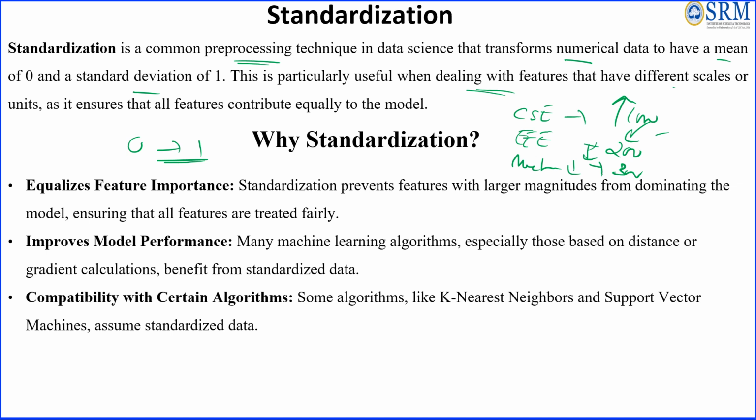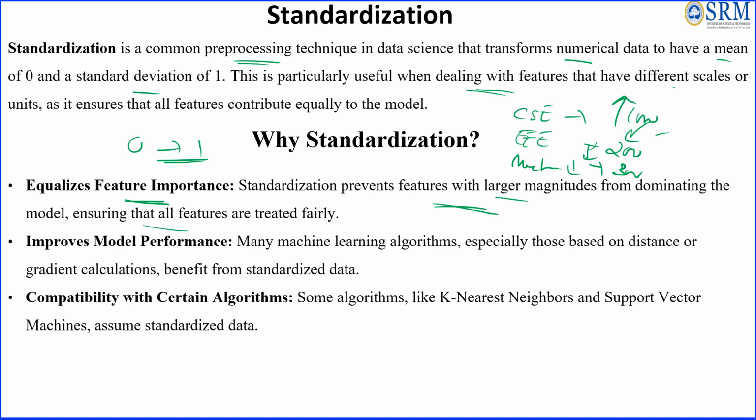So why do we need standardization? Because it equalizes feature importance. That is, it prevents features with large magnitude from dominating. So we don't need to use huge quantities. Instead, you can give the numbers from 0 to 1. So it prevents features with larger magnitudes from dominating the model, ensuring that all features are treated fairly.